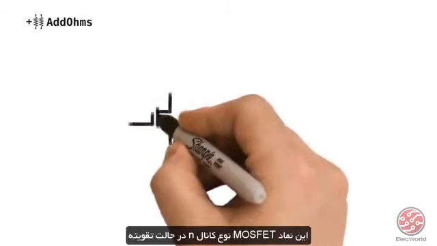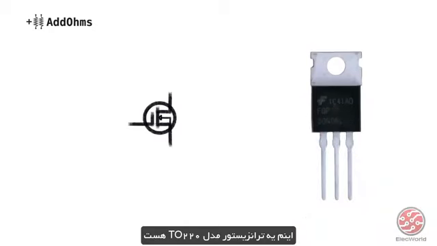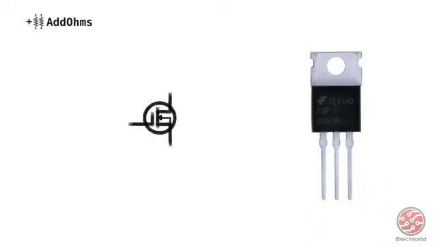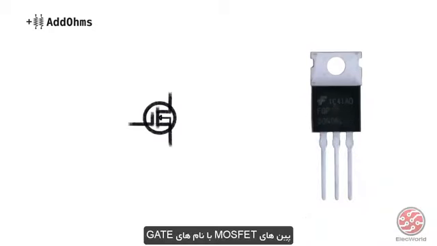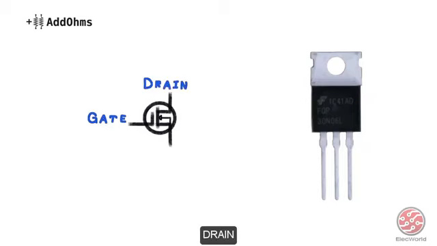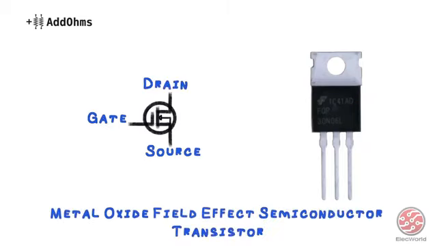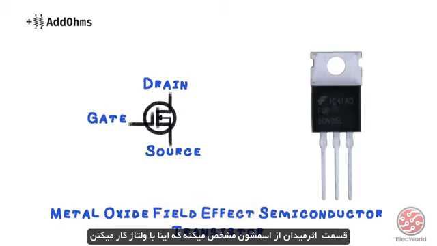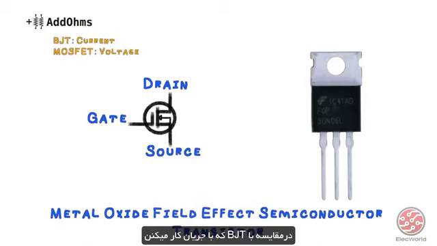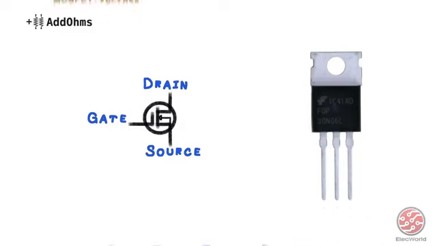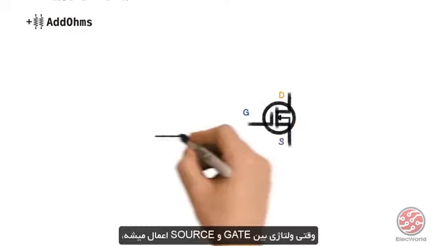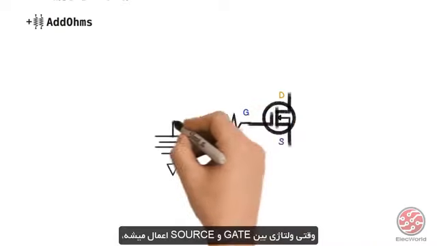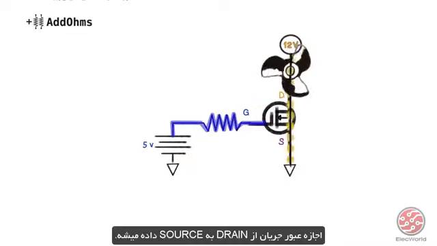Here's the symbol for an N-channel enhancement mode MOSFET. And here's a TO220 style transistor. The pins of a MOSFET are identified as the gate, the drain, and the source. The field effect part of their name suggests they work by voltage, compared to a BJT, which works by current. When voltage is applied between the gate and the source, current is allowed to flow between the drain and the source.